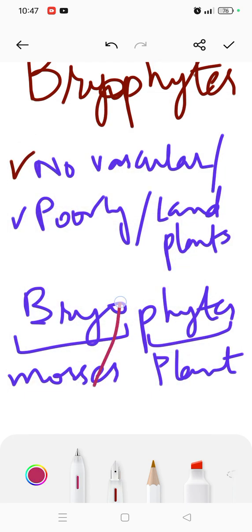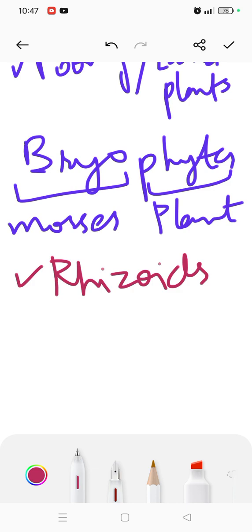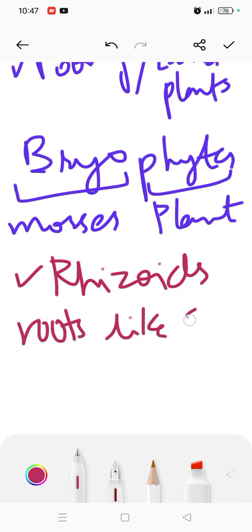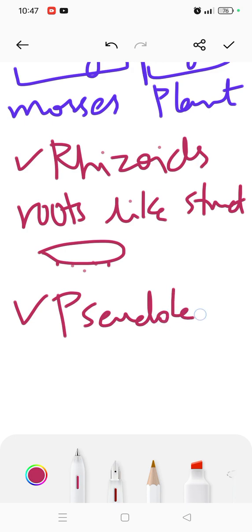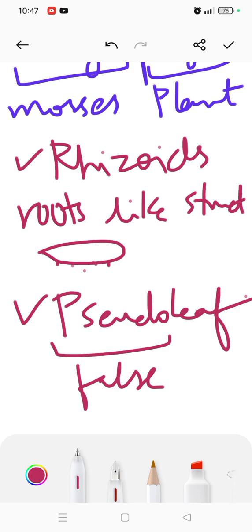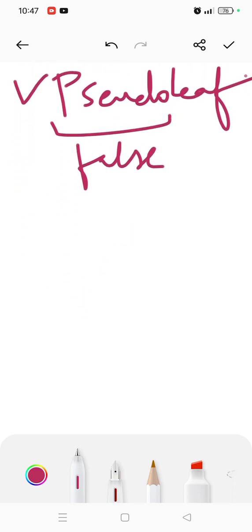Then these also have rhizoids. If you're wondering what rhizoids are, these are root-like structures, not roots but root-like structures. If this is the picture, you'll see a little round thing here, that's the root-like structure. You'll also see pseudo leaves. Pseudo means false, so this means no proper leaves, but we still consider them pseudo leaves. And bryophytes have three classes.